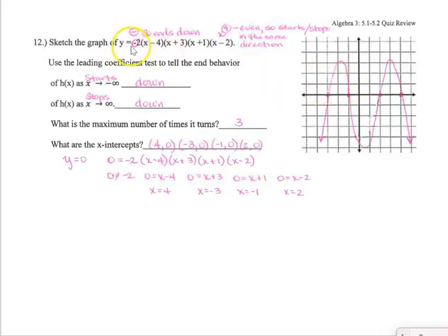Remember that your leading coefficient tells you how your graph is going to end. My leading coefficient is negative, so I know that it's going to end going down. So as x is going off to positive infinity, my graph is going to go down. And as x approaches negative infinity, or as it goes off this way, we want to know how it starts. Well, since the degree is even, it's going to start and stop in the same direction. That means it's going to start and stop down.